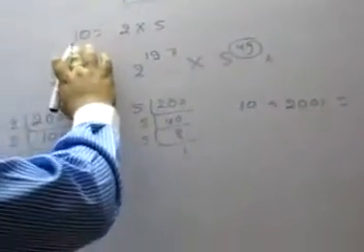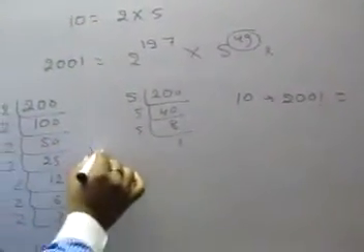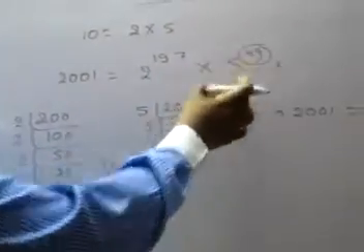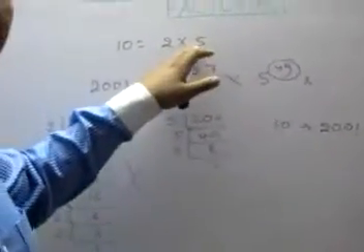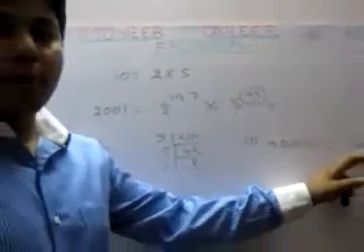Now in this particular case we don't need to find the highest power of 2 because the highest power of 2 must be more than that of 5. So directly find the highest power of 5, and that is your highest power of 10 as well.